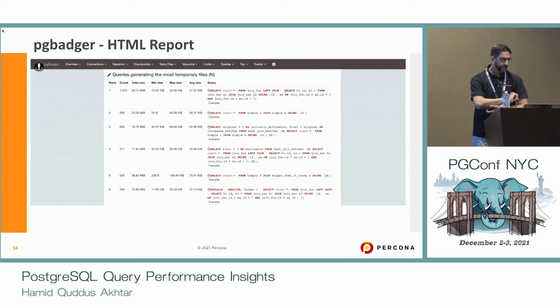This is an example, and you can see at the top the drop-down menus with multiple options: checkpoints, sessions, connections, logs, queries, top and events. So very useful, very simple to use. You can simply download this from GitHub and start using it. I think for a couple of features it does require some additional Perl tools, but otherwise it runs pretty simply and smoothly.